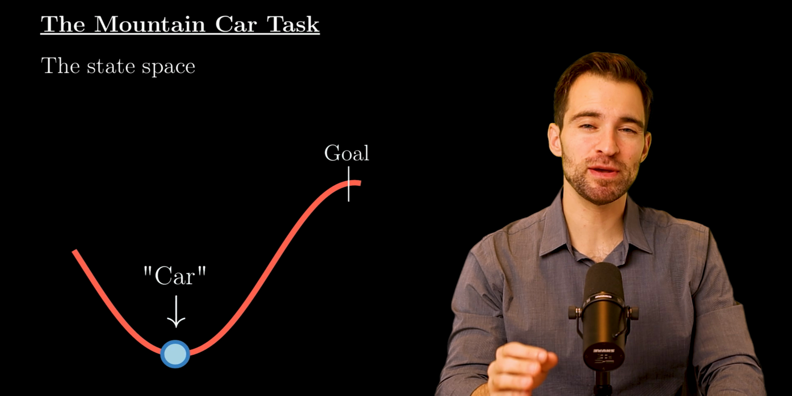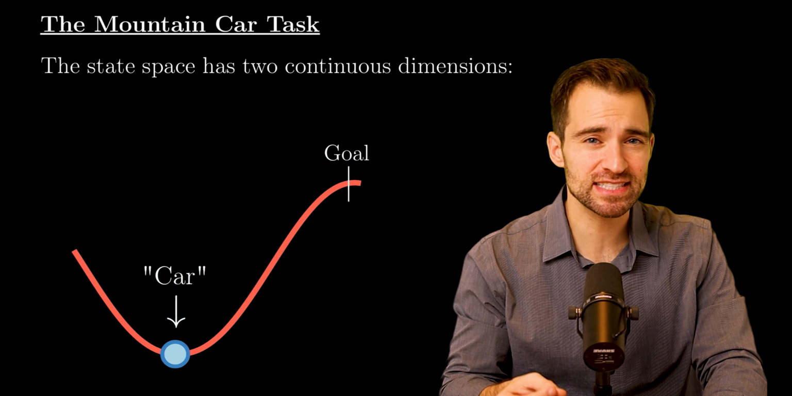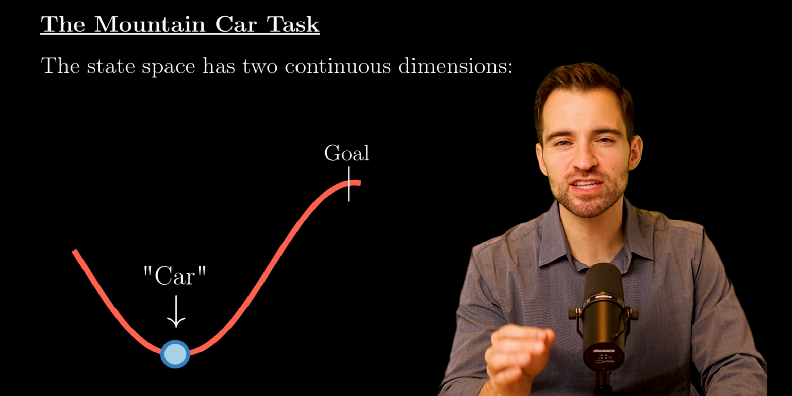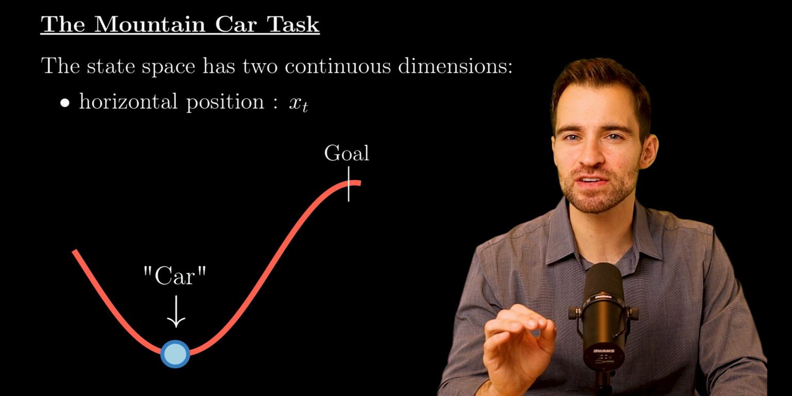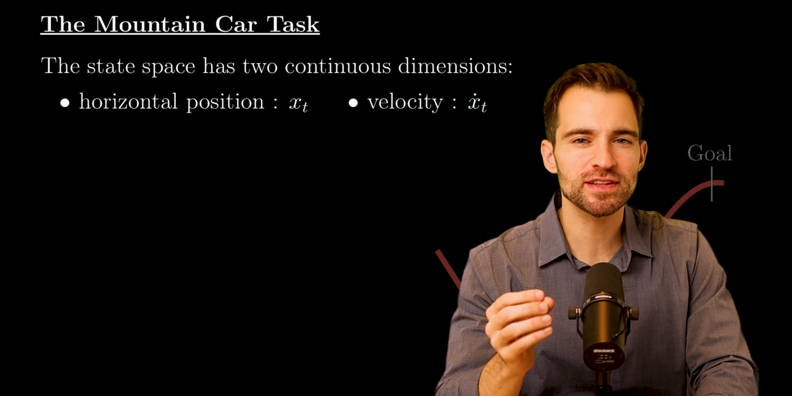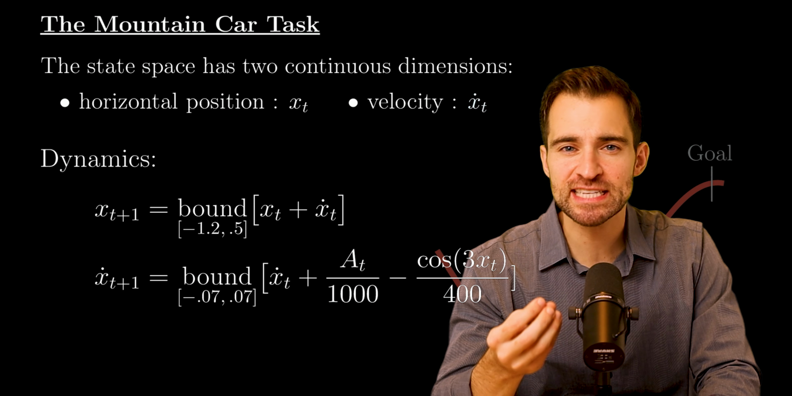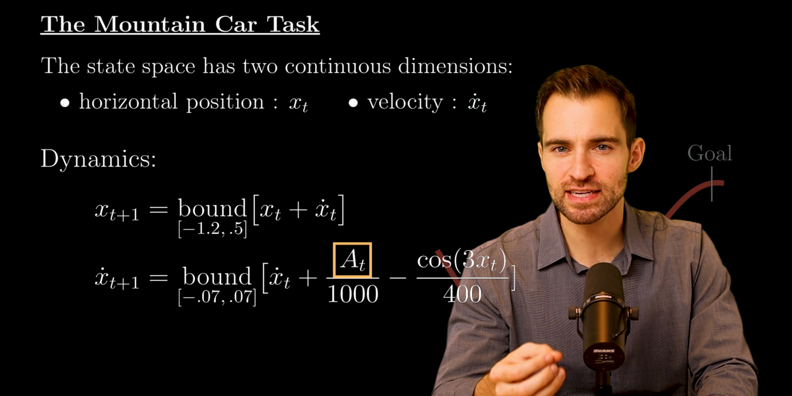Now the state space is made up of two continuous dimensions, and it's this continuousness that makes the state space large. The first dimension is the horizontal position, which we'll write as x_t. The second is the velocity, which we'll write as x_t with a dot above it. And the system evolves according to these equations, which are just a simplified physics in this valley. Note, our actions contribute to the velocity.